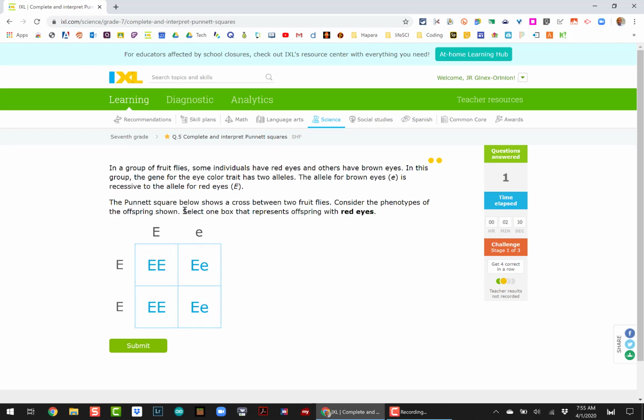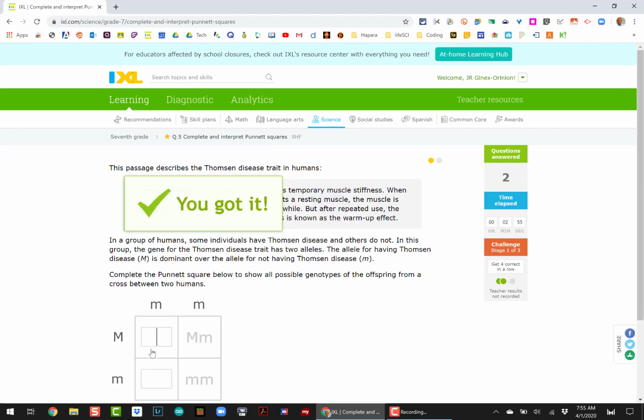Now it says select one box that represents offspring with red eyes. Well, let's go back to here. It says red eyes, the allele for red eyes is capital E. And since that's dominant, and if you look at all of these right here, they all have that dominant allele, so any one of these will count towards an offspring that has red eyes. So I'm just going to pick that first one. Click submit. Awesome.